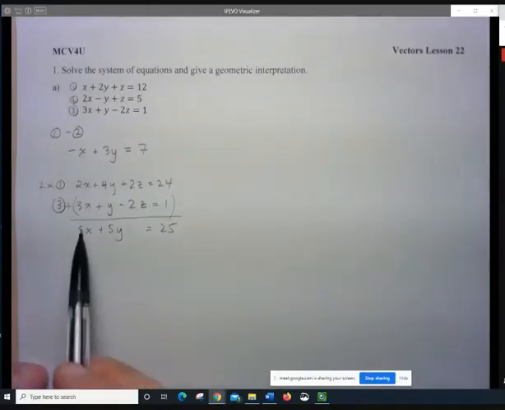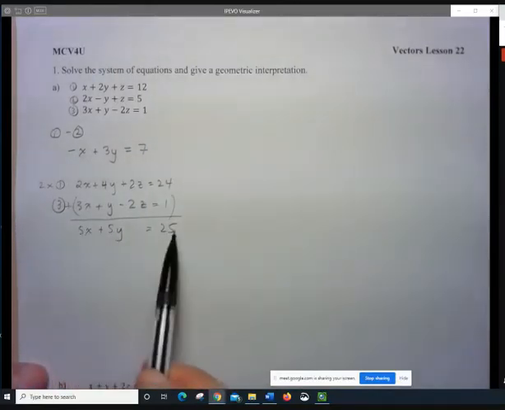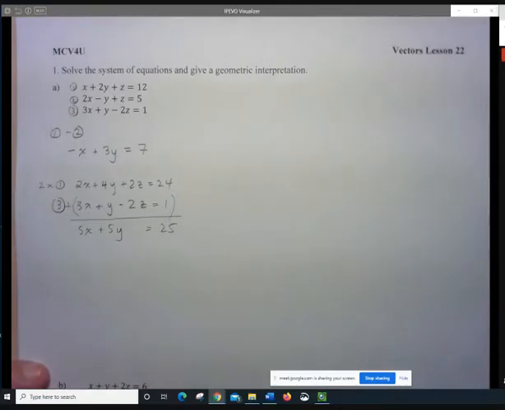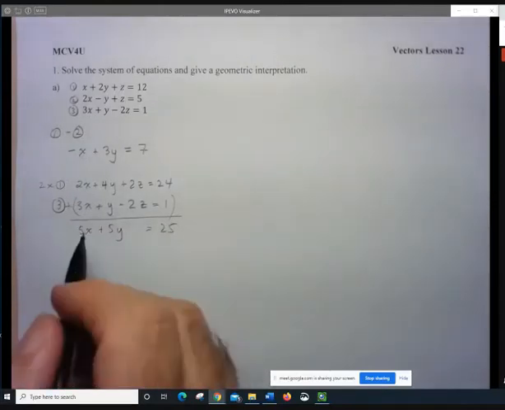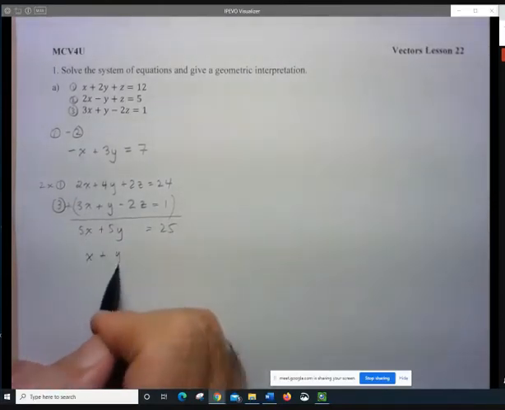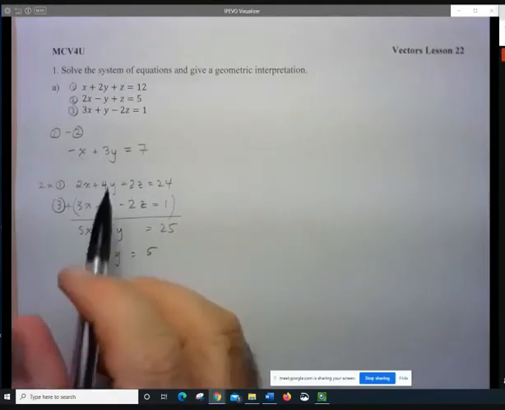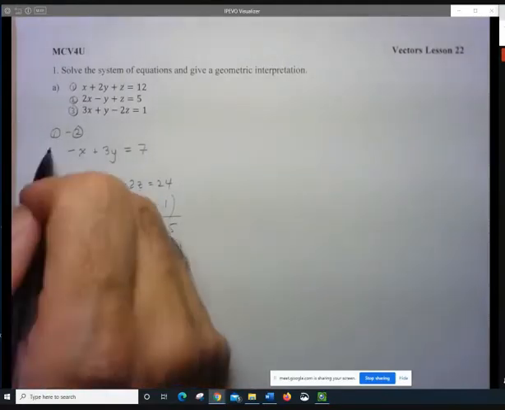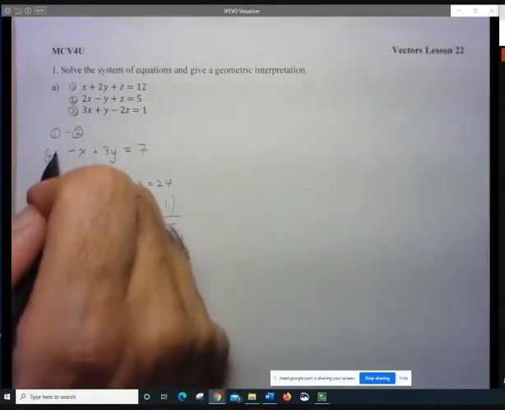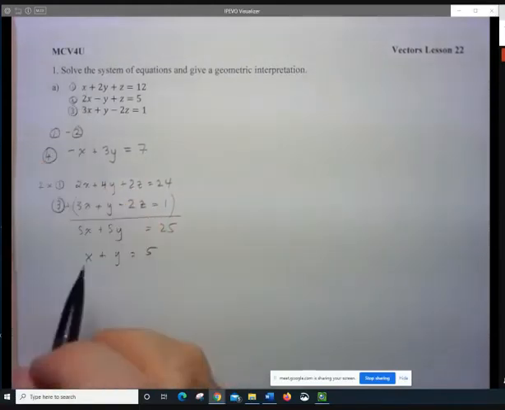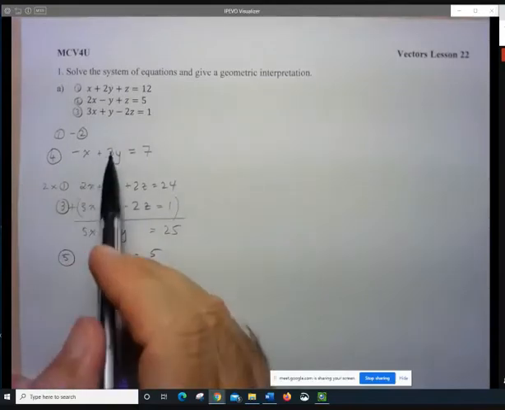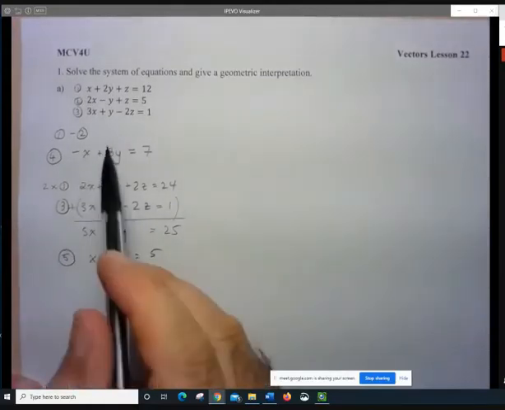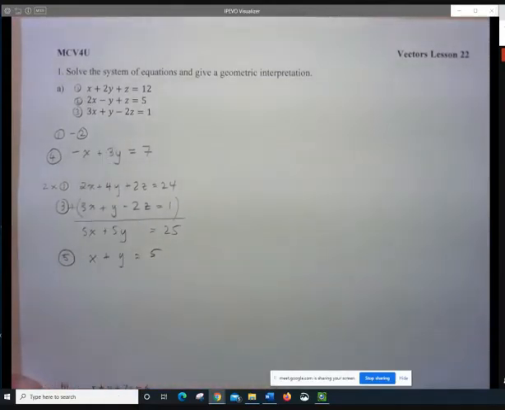Now, by the way, can you sort of see something I can do that would be nice with this equation to make my life easier? Again, think legal operations. There you go. I'll divide both sides of the equation by 5. So this can be written as x plus y equals 5. And these are the two equations I'm now going to solve. I'll call this equation 4 because I've already used 1, 2, and 3, and I'll call this equation 5. And now I'm going to solve the system of equations 4 and 5.